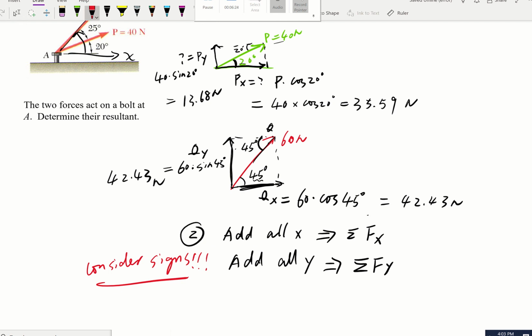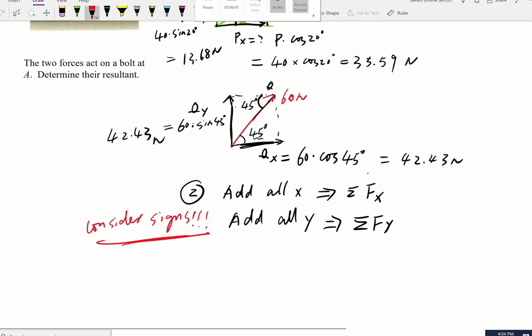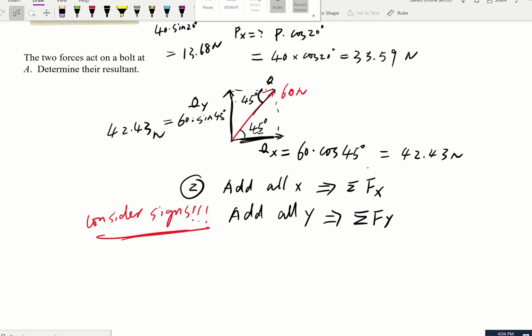Which means if the force is to the right, then it's positive because it's on the positive x-axis. However, if it's going to the left, you make sure it's going to be minus. It does not apply for this problem, but it will apply in the other problems you solve. So consider signs here. It's very important. Now let's take a look.